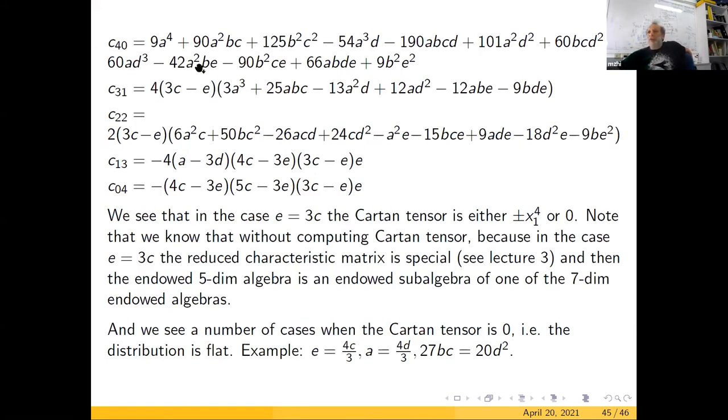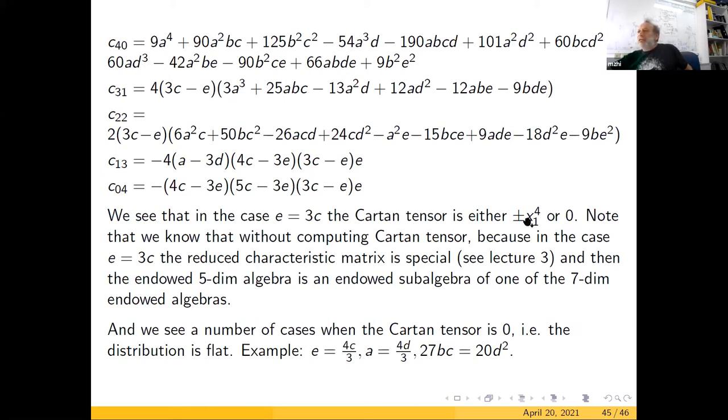Here is almost for all coefficients of the Cartan tensor. Oh, it's much better. It's factorizable. By the way, you see, if E is equal to 3C in this formula, then this guy accepts C for zero. Very good. Excellent. I equal to zero.